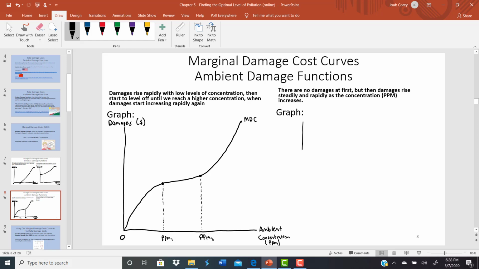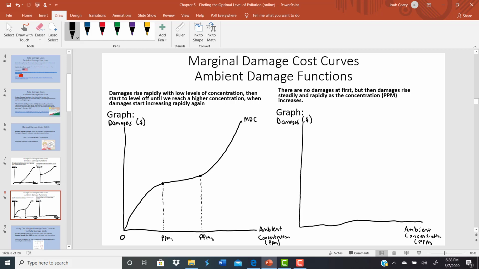So with that in mind, what if there's a situation where there's no damages at first, but then damages rise steadily and rapidly as the concentration increases? So again, we're measuring damages over here in terms of dollars, and here we might be measuring ambient concentration, that's parts per million over here.